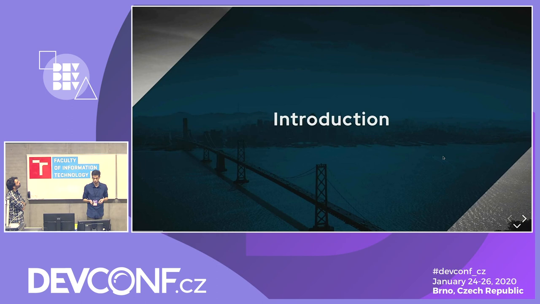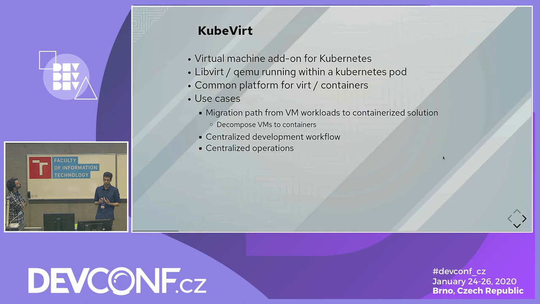In the introduction, the first question that needs to be answered is, what is KubeVirt? KubeVirt, in its essence, is a plugin that allows you to run and manage virtual machines on Kubernetes. It works in a simple way: it schedules a pod, and that pod will basically have a libvirt instance running within it, and it'll run a single virtual machine instance within it. It gives us the advantage of a common platform for virtualization and for containers.